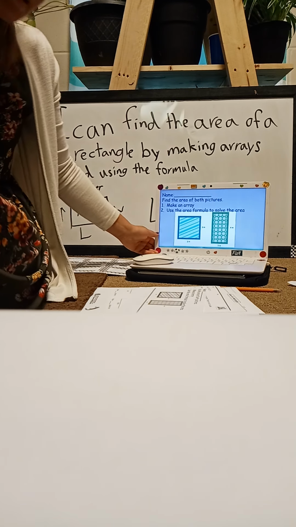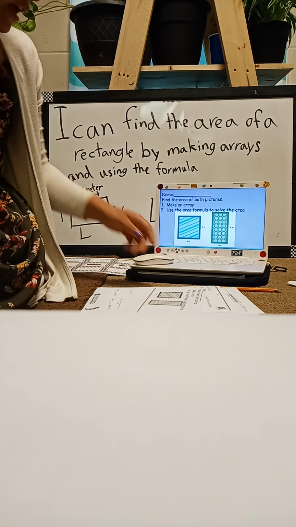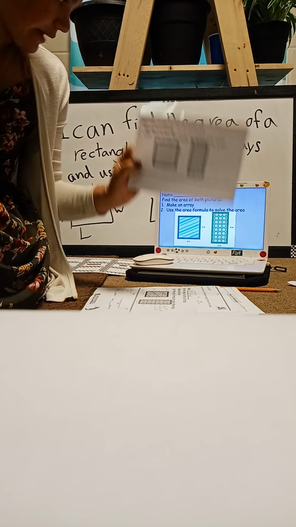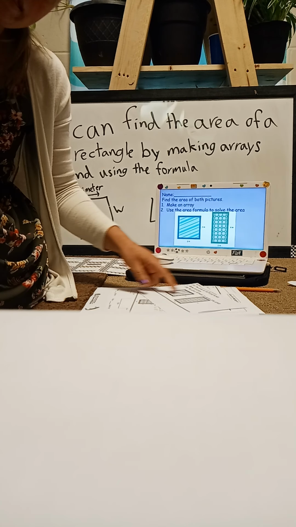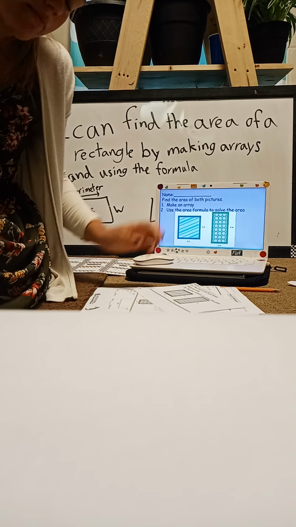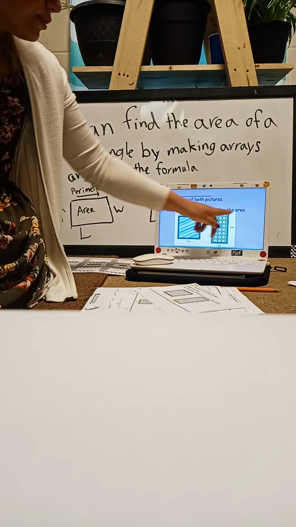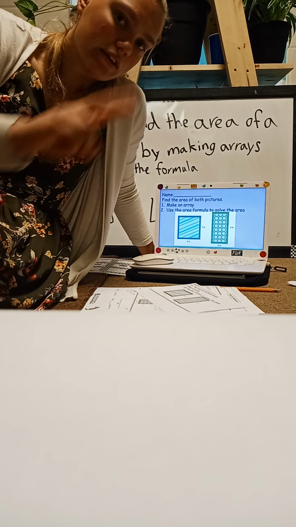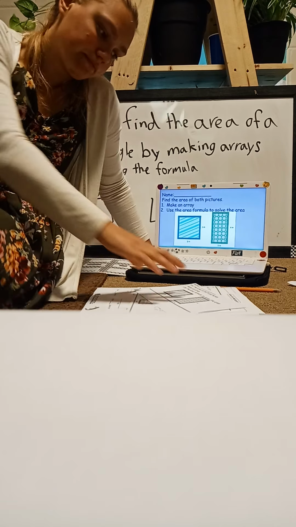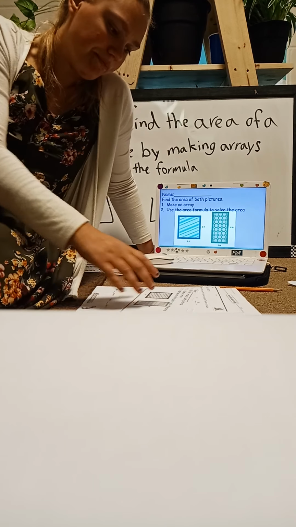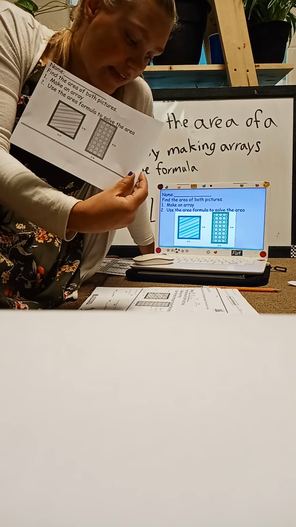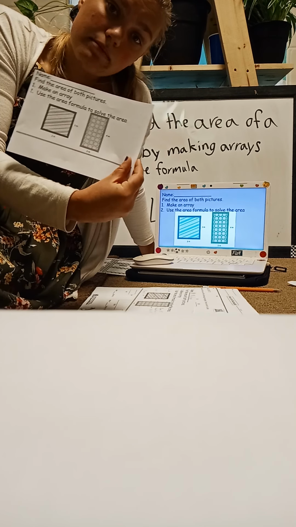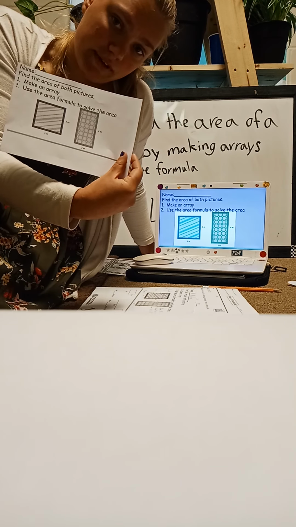Alright, so for our exit slip, make sure you guys write your name. And I have this piece of paper that I'm going to hand out to you. You're going to find the area of both pictures. I want you to make the arrays. So draw out your grid and make your unit squares, and then use the area formula to solve the area. Because remember, we need to double check what the area is. So when I say the word of the day, I want you to do that. And then when you're done, write your name, turn it in, and come back to the carpet.